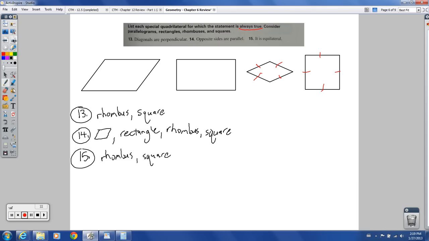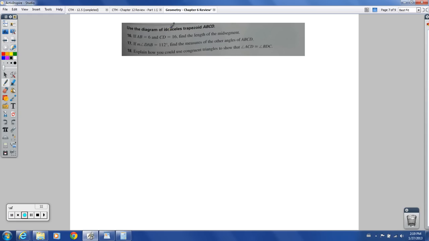Now numbers 16, 17, and 18. Use a diagram of isosceles trapezoid A, B, C, D. So there's a diagram in your book. Let me recreate that diagram right here. I forgot to copy that picture over to here. Okay, so here's the diagram, and it says this is A, B, C, and D in your book. And it also gives us that this is the same as this, and this is the same as this. Anything else? Yep, one more thing. So isosceles trapezoid, you have to have something like that too, so it tells us in the book that that's the same as that.